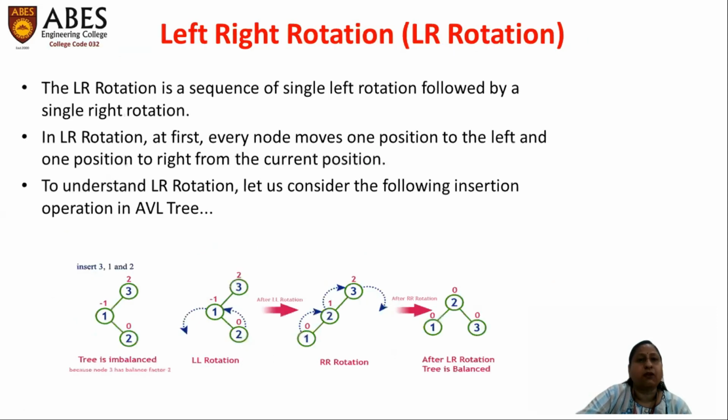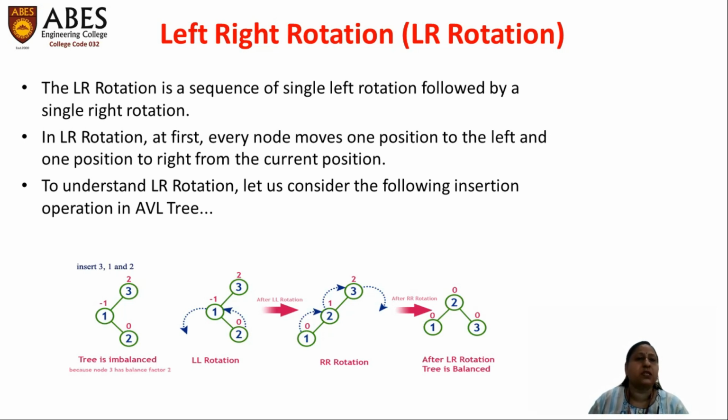This is the single rotations that we have done. In single rotation, we move the node either to the left or to the right, depending upon the balance factor, depending upon whether the tree is imbalanced on the left or the tree is imbalanced to the right. But sometimes we also need double rotation, that is left-right rotation or right-left rotation.